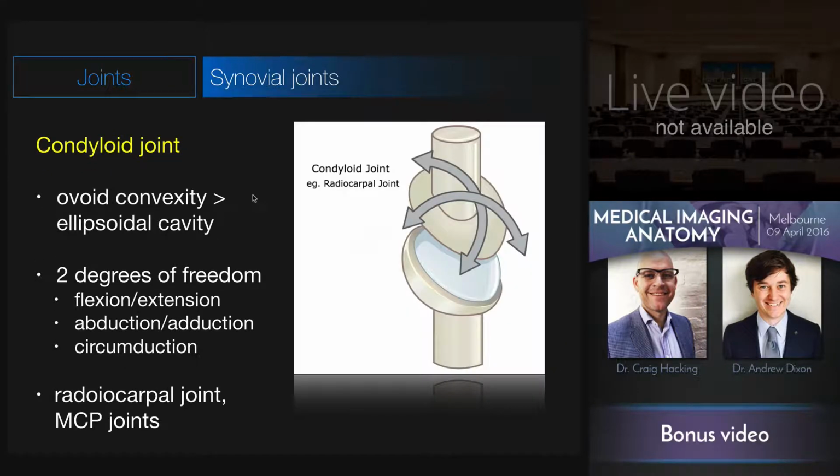The next type of joint is the condyloid joint, which is very similar to the ball and socket joint. However, instead of having a perfect spheroid articular surface, this has an ovoid convexity which articulates with an ellipsoidal cavity. And so this still allows flexion and extension, abduction and adduction, and therefore circumduction, but it doesn't allow axial rotation.